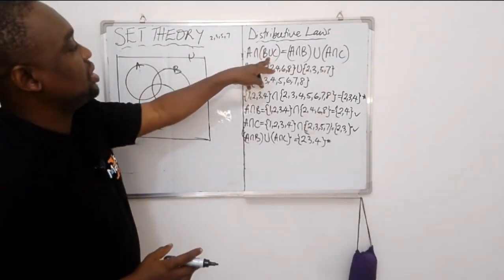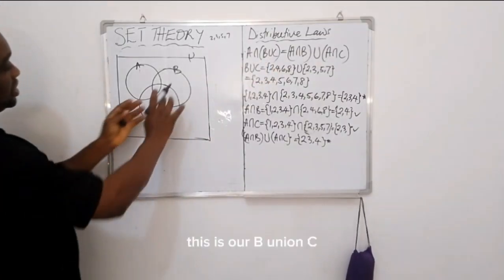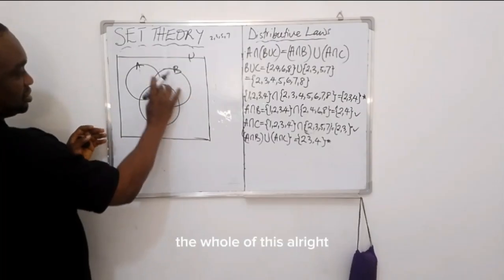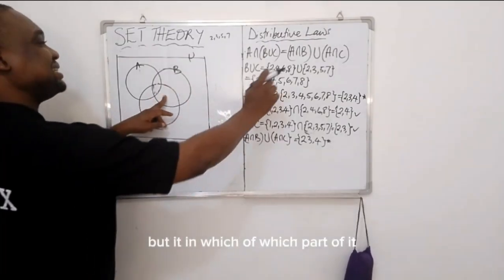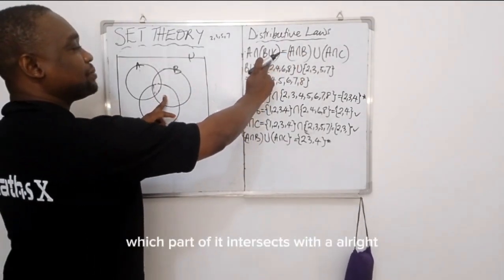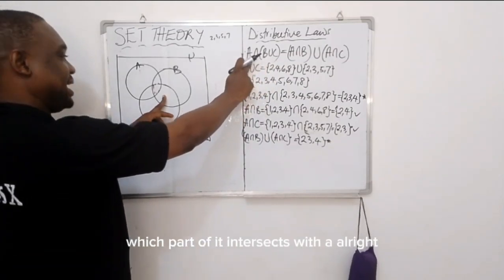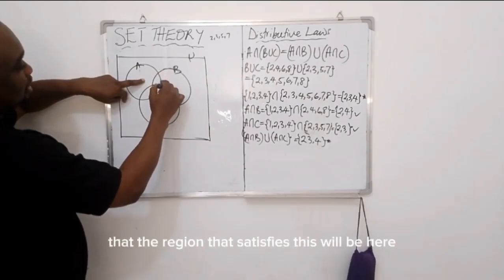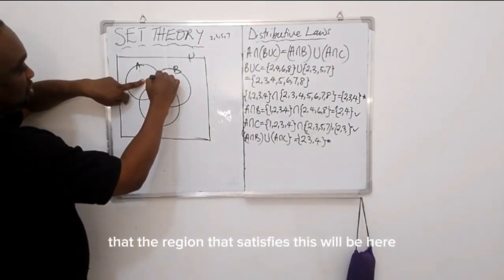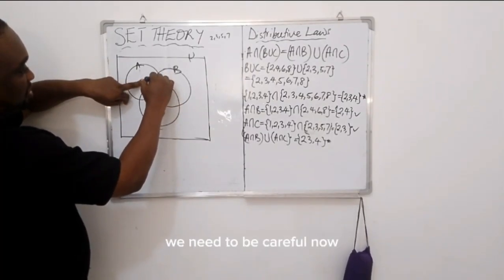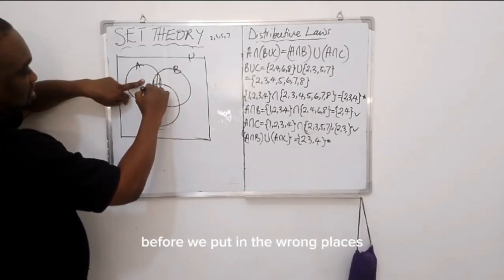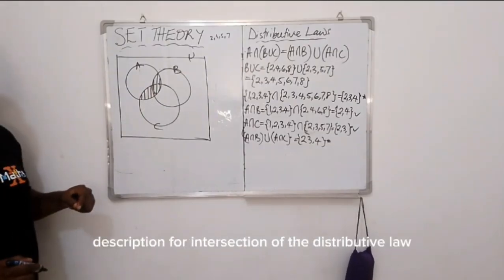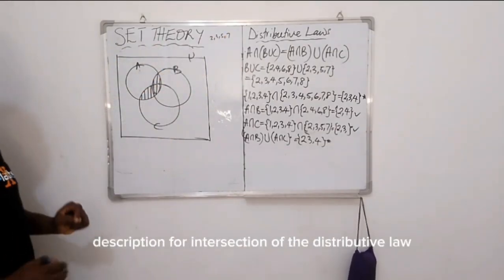Now, our Venn diagram description will look like this. First of all, B union C. This is our B union C. This is the region that satisfies B union C, the whole of this. But it is the part of it that intersects with A. So to have that, it means that the region that satisfies this will be here. We need to be careful now before we put in the wrong places. So this is the Venn diagram description for the intersection of the distributive law.